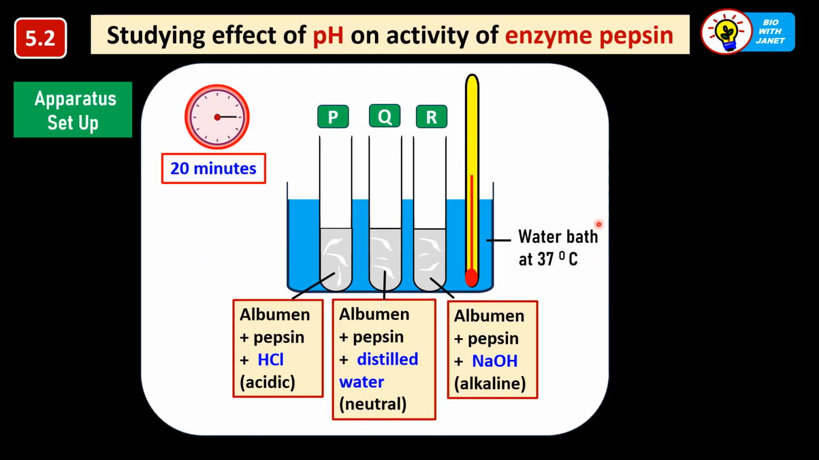So this picture shows us the apparatus setup for Activity 5.2, which is to study the effect of pH on the activity of the enzyme pepsin. Here we have 3 test tubes that have been filled with the albumin and pepsin, the substrate and the enzyme. The only difference is that in these test tubes, the pH are all different, right? For P, we insert hydrochloric acid to create an acidic condition. For Q, we put in distilled water to create a neutral condition, and for R, we put in sodium hydroxide solution to create an alkaline condition.